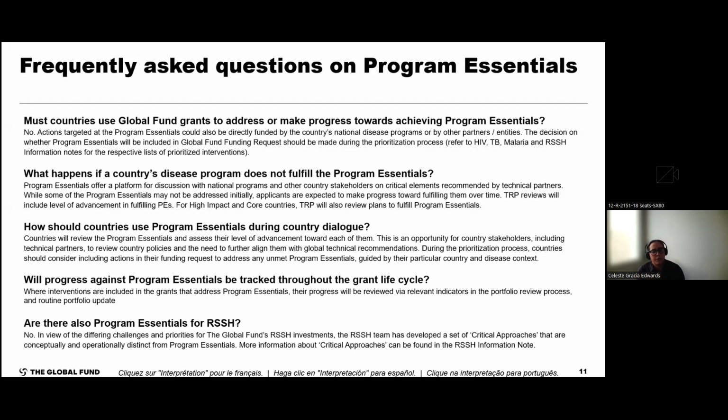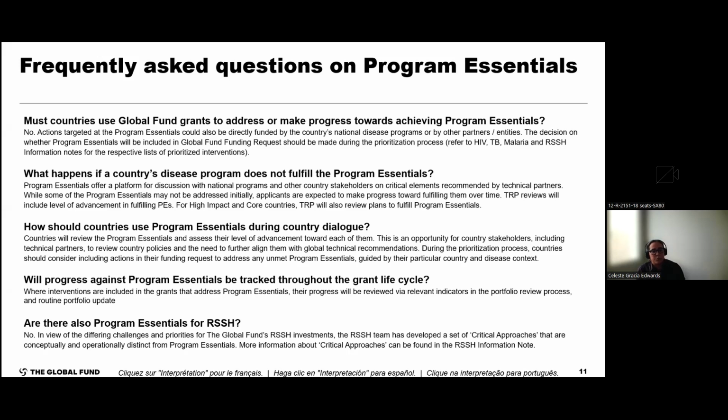So these are the frequently asked questions that we have on Program Essentials. Must countries use Global Fund grants to address or make progress toward achieving Program Essentials? No, not necessarily. The countries can fund Program Essentials via other means, either using their own funds or other partners' funds, such as PEPFAR, USAID, etc.